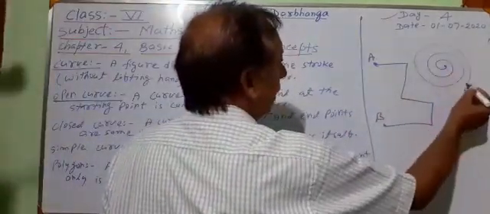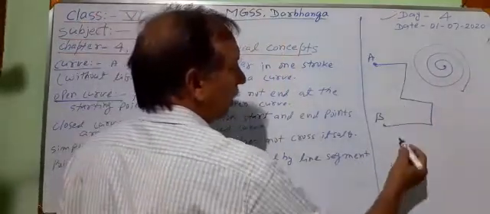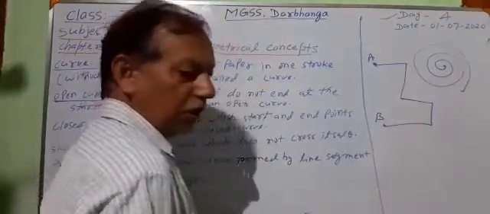The start point is here and the end point is here. Both are not at the same point. There are two free ends. So these are examples of open curve.